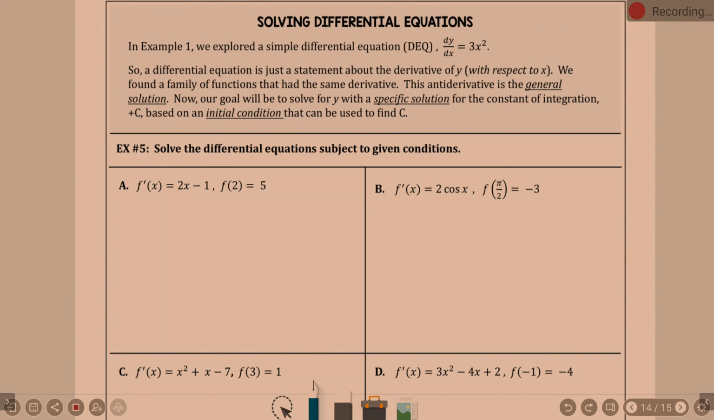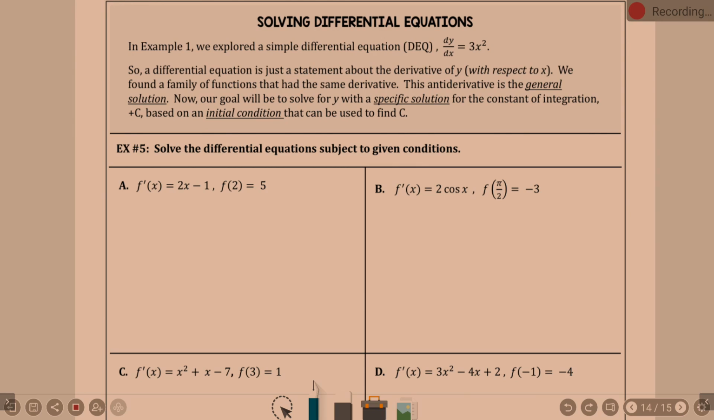So we are solving differential equations as we continue this lesson today. If you go back to example 1, which was yesterday, we explored the differential equation dy/dx equals 3x squared. And if you recall, that was the derivative of all of the x cubed functions, right? x cubed plus a constant. So a differential equation is just a statement about the derivative of y with respect to x. We found a family of functions that had the same derivative. This antiderivative is the general solution.